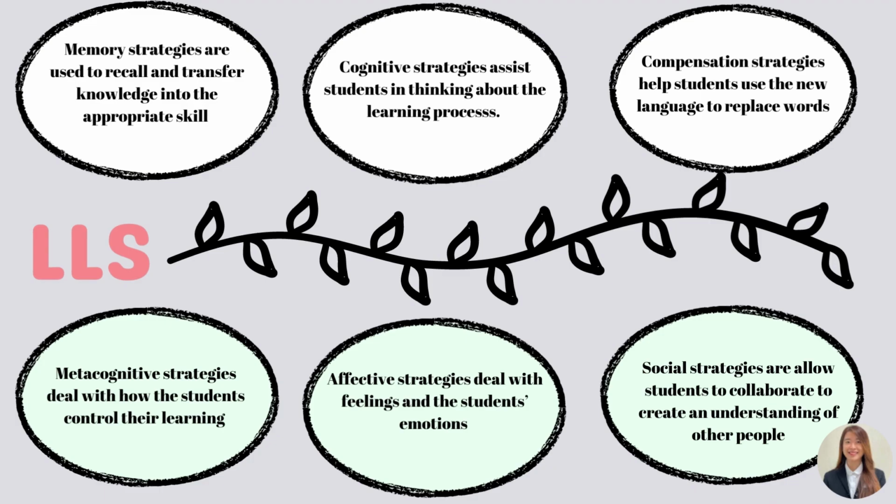Now let's take a look at the green bubbles that refer to indirect language learning strategies. Metacognitive strategies deal with how the students control their learning by seeking information, setting goals for their target language, and planning their learning. Affective strategies deal with the students' feelings and emotions, involving motivation and attitudes towards learning English. And lastly, social strategies allow students to collaborate to create an understanding of other people, which encourages communication with other people in language acquisition.